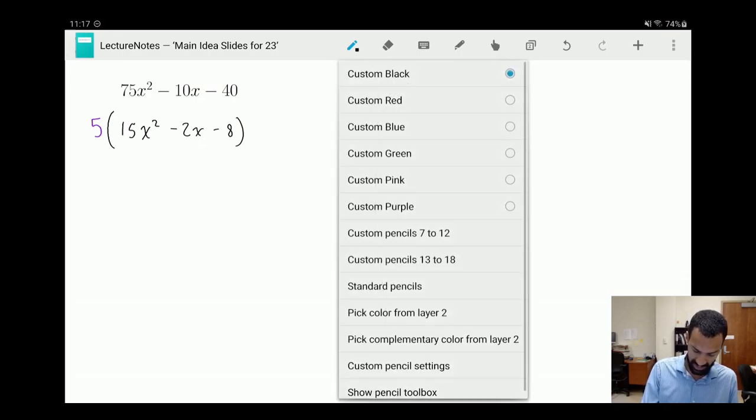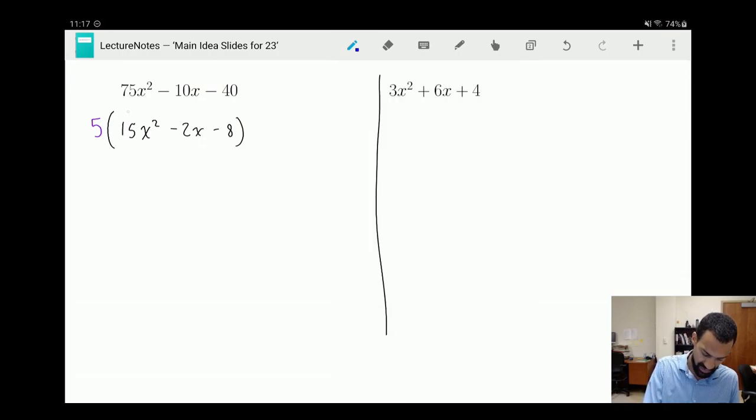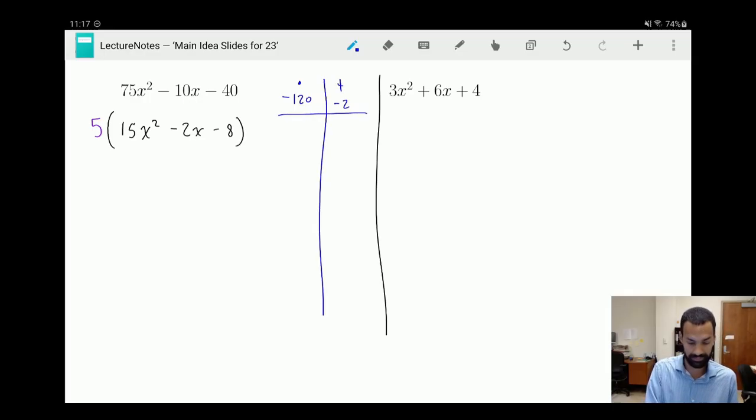Okay, so what does that look like? Well, let's go ahead and do our AC method. 15 times negative 8 is negative 120. So I need two numbers that multiply together to be negative 120, but add together to be negative 2. And that's what I need. The first numbers that come to mind would be negative 10 and 12. Negative 10 times 12 is negative 120, but negative 10 plus 12 is 2.